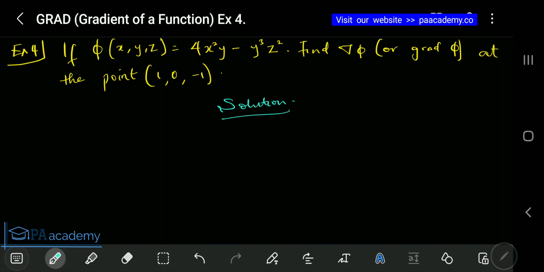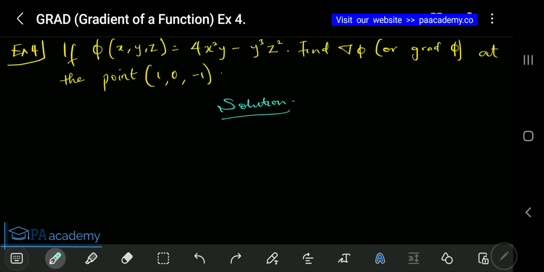So let's look at this example for undergrad, which is gradient of a function. If phi of x, y, and z is equal to 4x squared y minus y cubed z squared, find grad phi exactly at points 1, 0, and minus 1. Unlike the previous example that we looked at, this was not given. They didn't give us any points. We were just asked to look for the grad exactly, but now we are given a point, so let's look at this together.